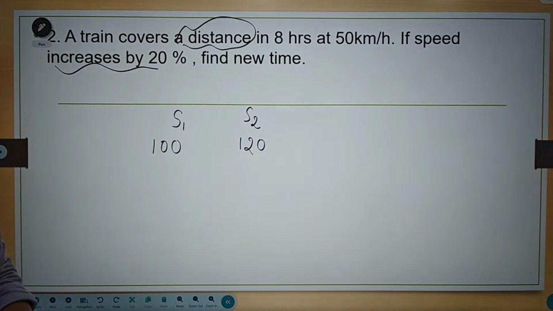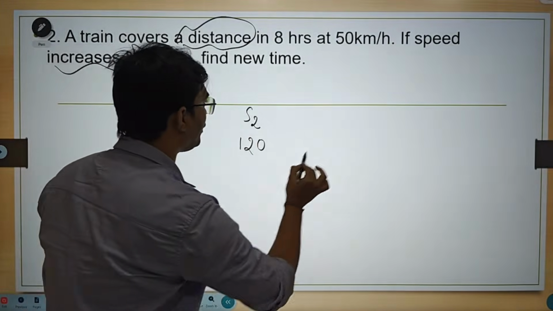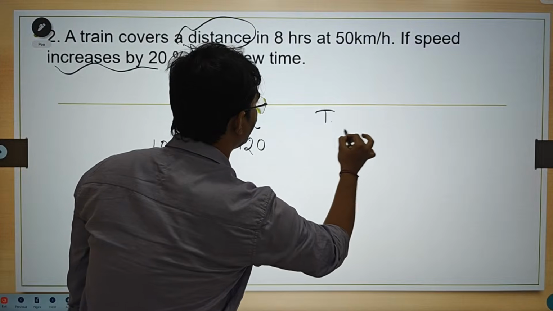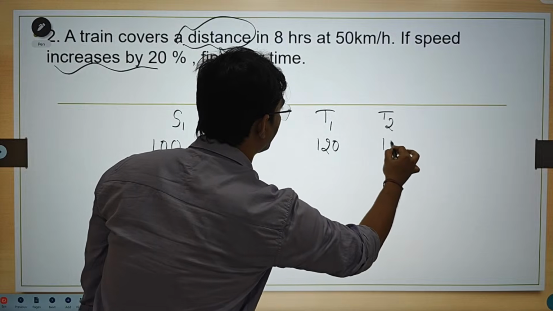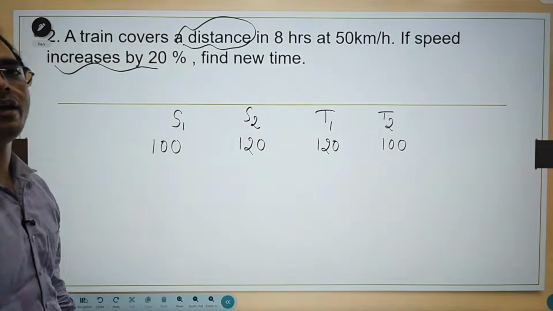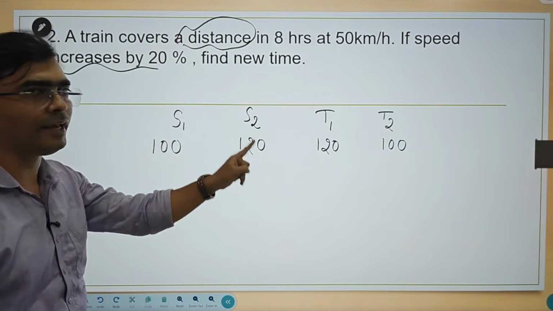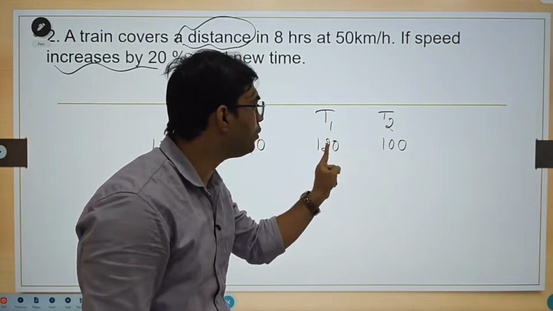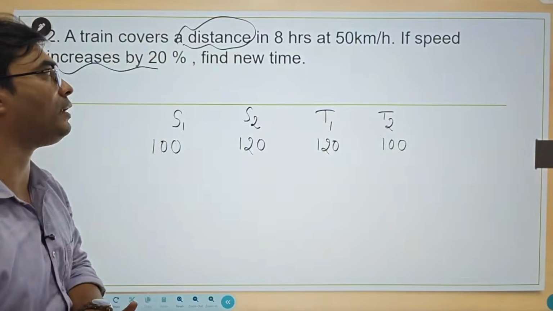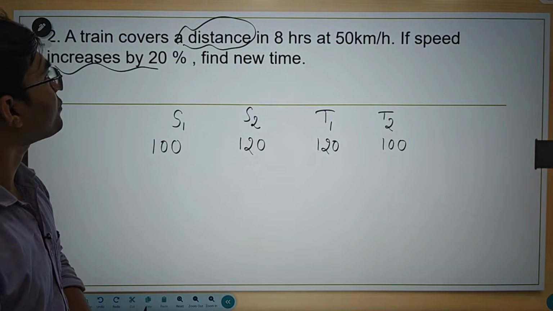Speed is increased by how much? 20%. Then if the ratio of speed S1 is to S2, which is 100 by 120, then you can say the T1 by T2 ratio will be equal to 120 by 100. Which concept is this? Whenever distance is constant and if the ratio of S1 is to S2 is A is to B, then the ratio of T1 is to T2 will be equal to B is to A, which is 120 by 100. Fine.